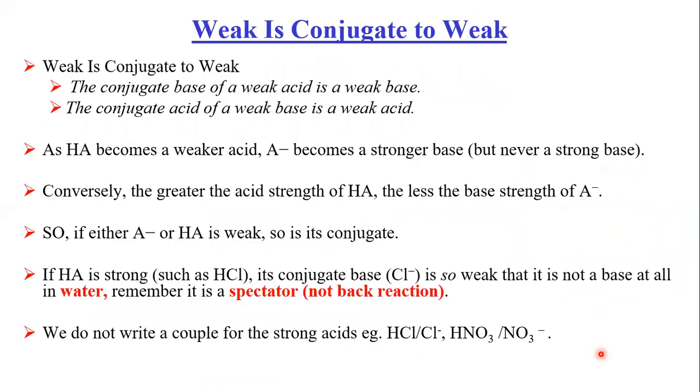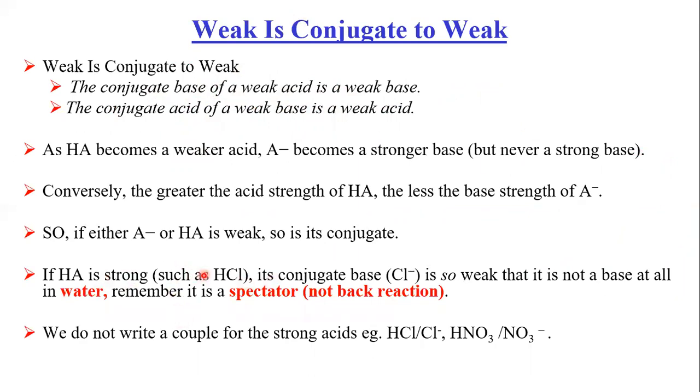We already talked about weak is weak, so a weak acid will only create a weak conjugate base, and a weak base will only create a weak conjugate acid. Weak only creates weak. I will never, from weak, make a strong acid, for example. If I start with a weak base, I never get a strong base.